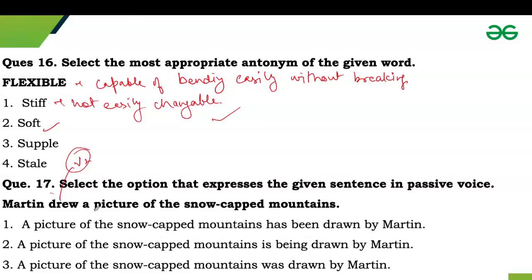So it will be a picture of the snow-capped mountains was drawn by Martin. Okay, so this is wrong, this is also wrong. Was drawn is here, and this is also wrong. So third will be the correct answer.